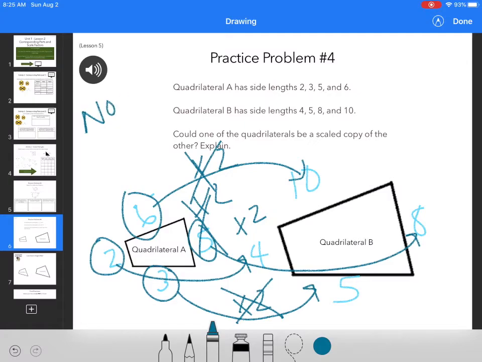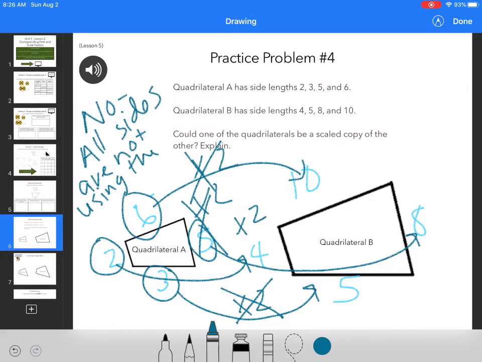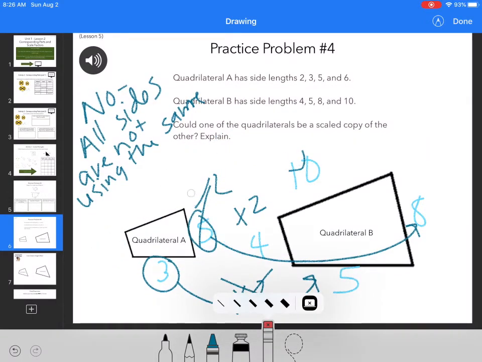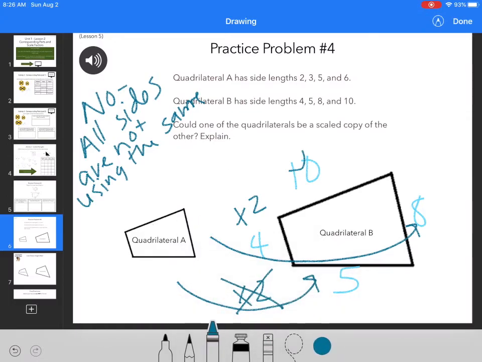So could they be a scaled copy? No. So how do I know? All sides are not using the same scale factor. So all sides are not using the same scale factor. So that means that they're not scaled copies of one another.